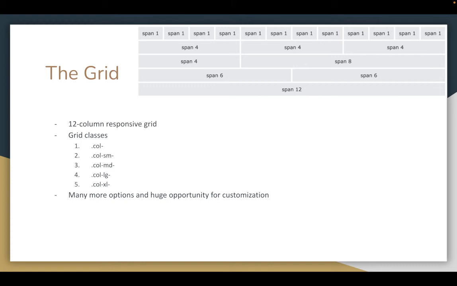And the way these grids display are in grid classes. The first class is .col, which is used for extra small devices with an estimated screen width that is less than 576 px. Col-sm is used for small devices with an estimated screen width greater than or equal to 576 px. Col-md is used for medium devices with an estimated screen width greater than or equal to 768 px. Col-lg is used for large devices with an estimated screen width greater than or equal to 992 px. Col-xl is used for extra large devices with an estimated screen width greater than or equal to 1200 px.